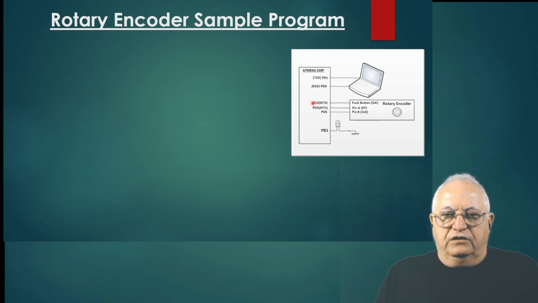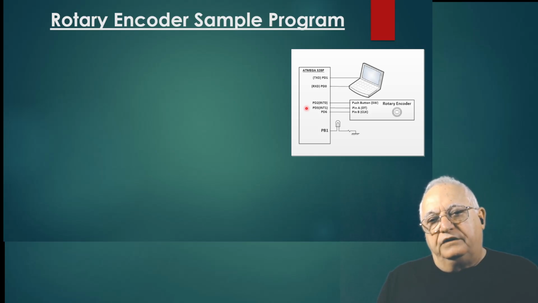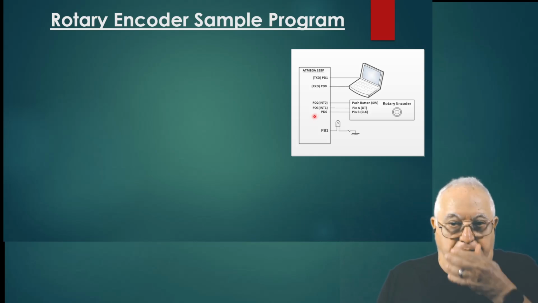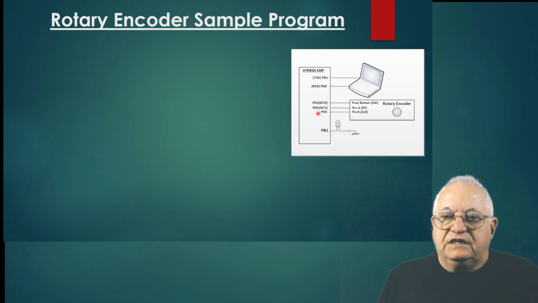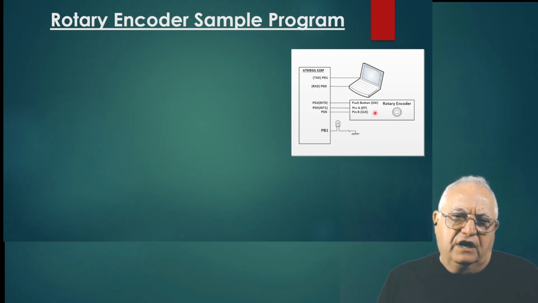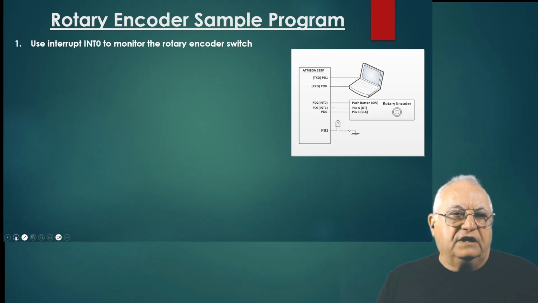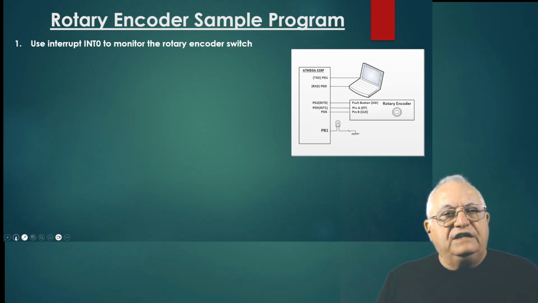The push button is going to be hooked up to pin D2, which is interrupt 0. And pin A is going to be hooked up to port PD3, which is interrupt 1. Then pin D6 is going to be hooked up to port B, so we can read the output. And then we'll have our transmit and receive ports hooked up to the laptop. So let's see a program statement. Use interrupt INT0 to monitor the rotary encoder switch.